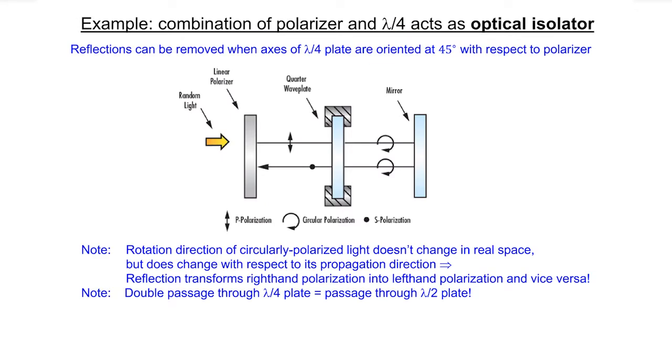As a final example of the use of polarization components and wave plates, I'll show you that the combination of a polarizer and a quarter wave plate oriented at 45 degrees with respect to the transmission axis of the polarizer can act as an optical isolator to isolate any input from reflections. And the working principle is as follows.